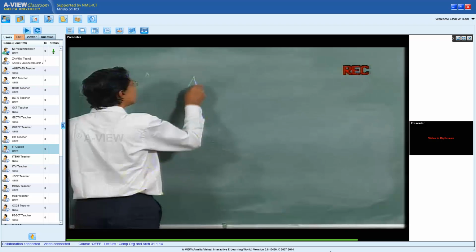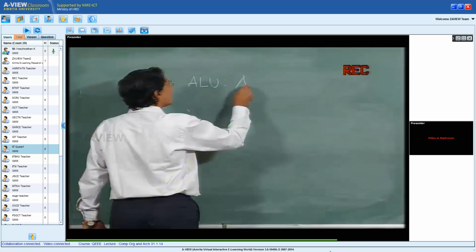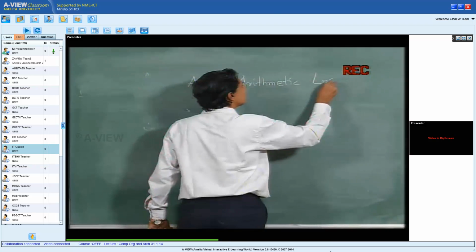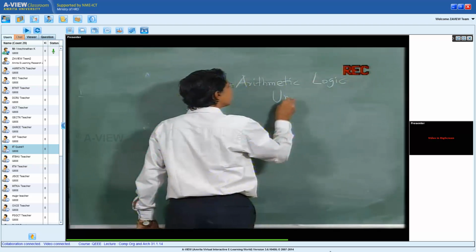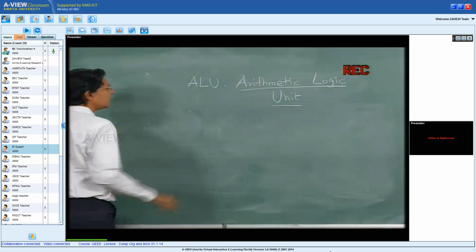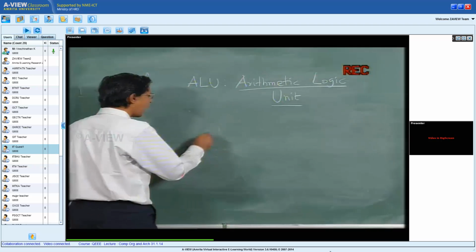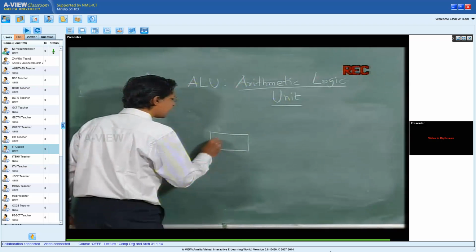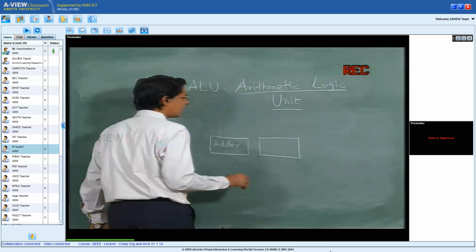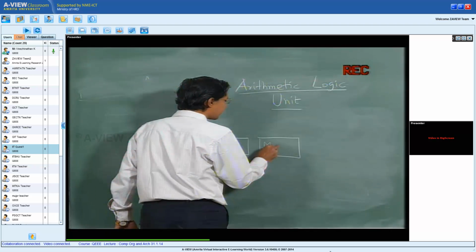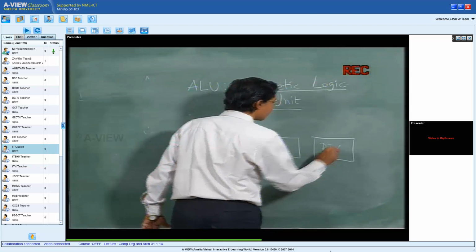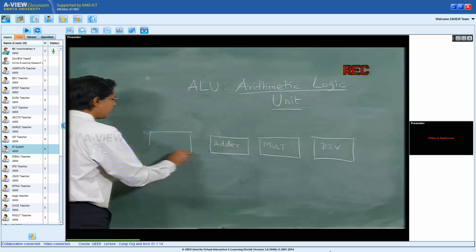And ALU stands for Arithmetic Logic Unit. Let me say that the ALU that we have has an adder, a multiplier, a divider, and a comparator.